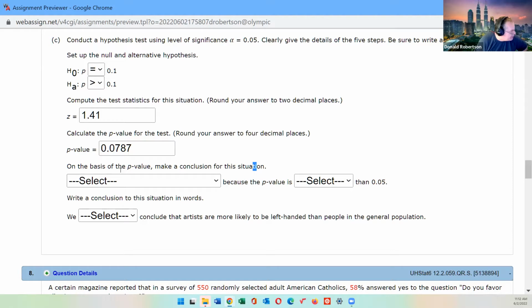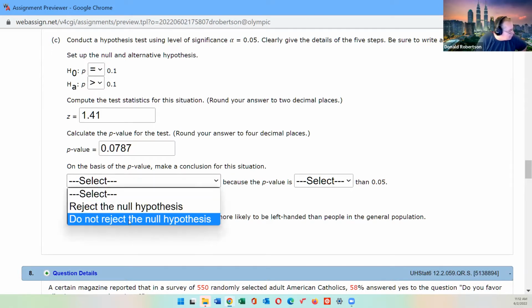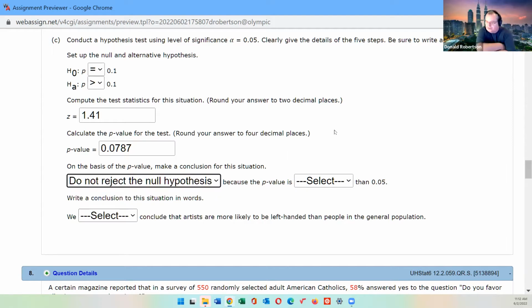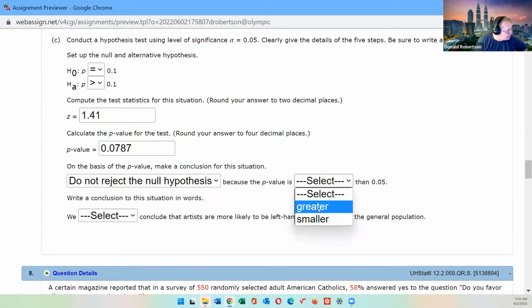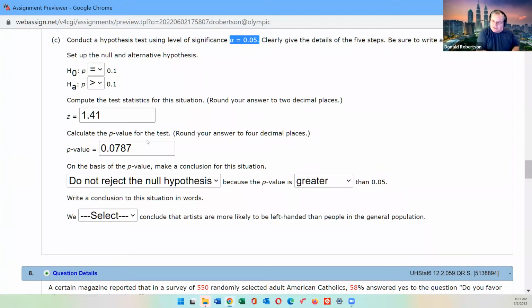Well, on the basis of the p-value, make a conclusion. We do not reject the null hypothesis. And that is because our p-value is greater than 0.5. Right, you remember this guy up here, 0.5? Wasn't the test, is the p-value less than that? No. So you don't reject the null. Why? Because it's not less than, it's bigger than. And we cannot then conclude that artists are more likely to be left-handed.